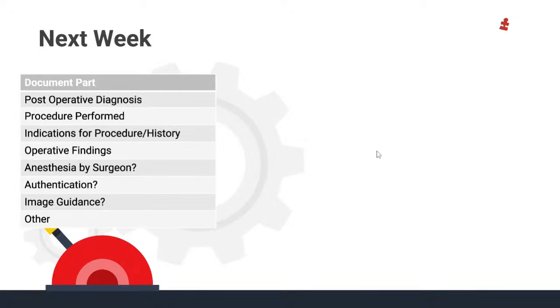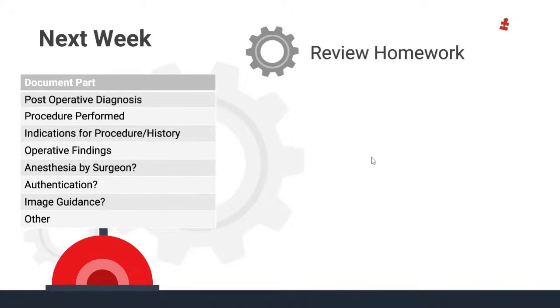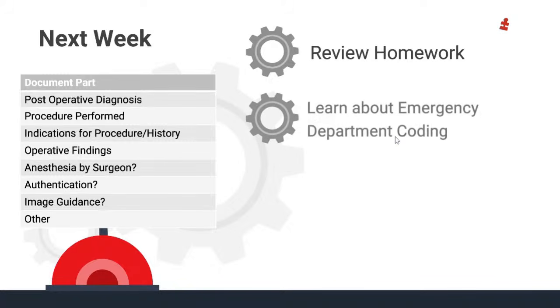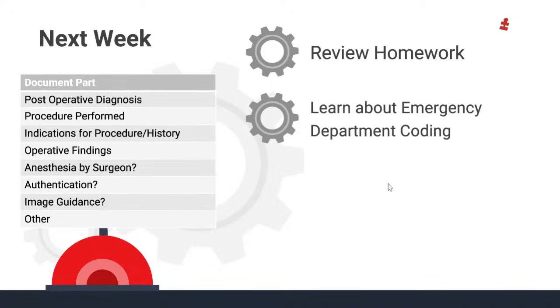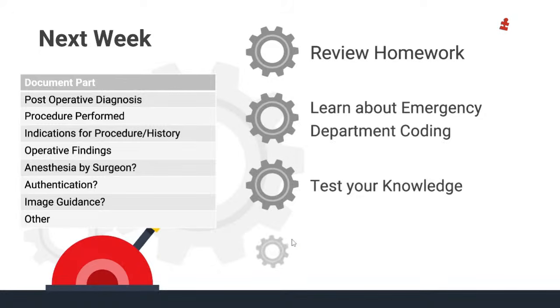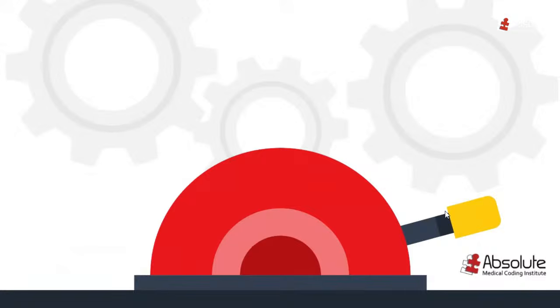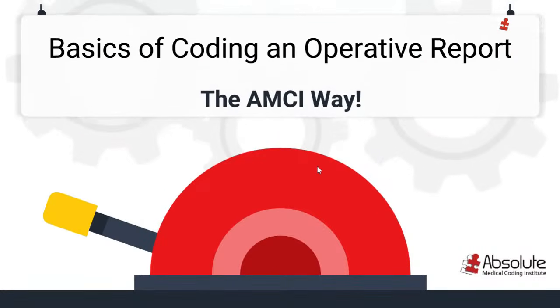And next week, same bat time, same bat channel, we're going to review this homework question really quickly, and we're going to learn about emergency department coding. This is facility coding, but outpatient hospital, emergency room. It's really unique. We're going to do some exercises to test your knowledge, and we're going to assign you more homework. We're going to get you coding on your own.